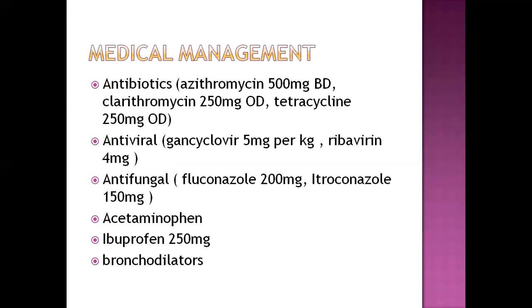Medically, if you want to manage, there are antibiotics: azithromycin, clarithromycin, and tetracycline. Each has its own dose, given twice a day, once a day, and once a day. Doses can be divided into two if the patient is unable to take one at once. Antiviral medicine can be given, ganciclovir 5 mg per kg and ribavirin 4 mg. Antifungal medicine also can be given if the causative agent is a fungus. For pain, acetaminophen and ibuprofen can be given, and through a nebulizer, bronchodilators can be given. Through a nebulizer, the liquid form of medicine is converted into vapor form and given to the patient.